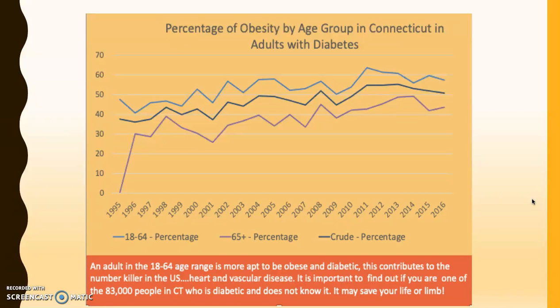An adult in the 18 to 64 age range is more apt to be obese and diabetic. This contributes to the number 1 killer in the United States, heart and vascular disease. It is important to find out if you are one of the 83,000 people in Connecticut who is diabetic and does not know it. It may save your life or limb.